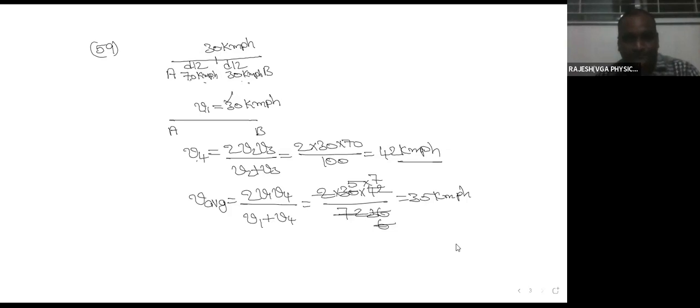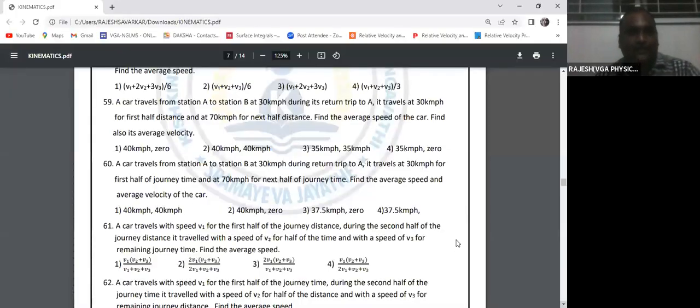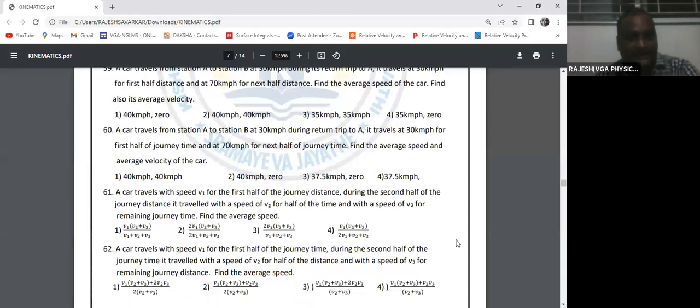60. A car travels from station A to station B at 30 km per hour. During return trip to A, it travels at 30 km per hour for first half of journey time and 70 km per hour for next half of journey time. The same thing we discussed. So 30 and 70 gives 50. So 2 into 30 into 50 by 30 plus 50, 80. That is 37.5 we will get. So 37.5 km per hour. The same question with times equal.